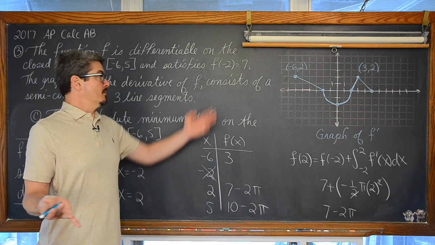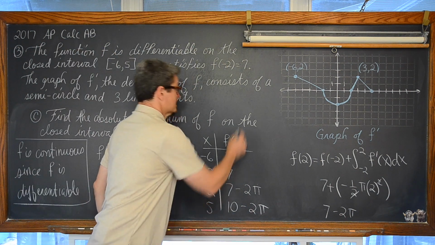I'm saying to skip it. We know f of -2 is equal to 7. That's actually given to us.